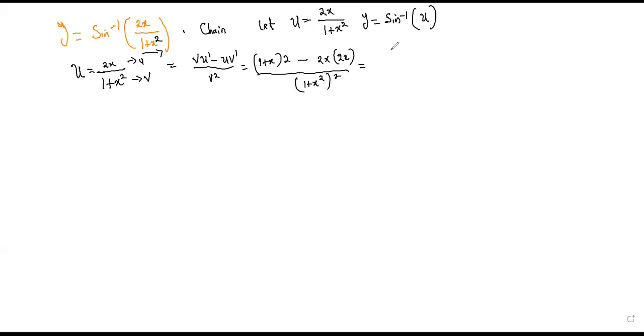So can we simplify this? Yeah, we can simplify this. If you multiply this guy over here, we have 2 plus 2x squared, then we have minus this and this. We are going to get 4x squared, right? So this is divided by 1 plus x squared, everything squared. So this automatically is going to give us 2 plus 2x squared minus 4x squared. This is 2 minus 2x squared, upon 1 plus x squared, everything squared.